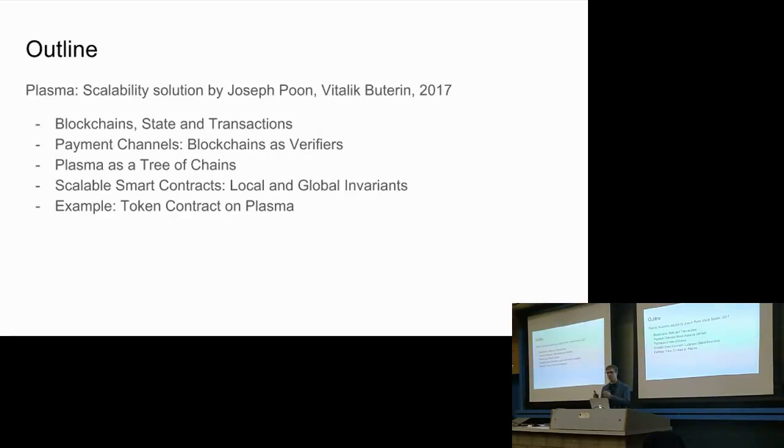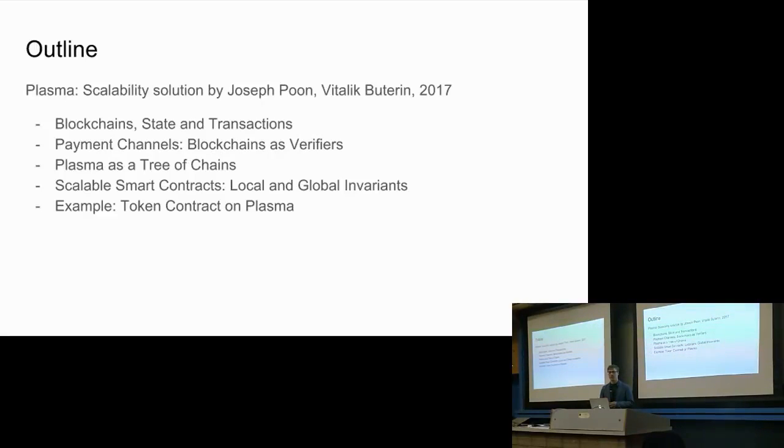And then we will see that payment channels are one way to take some load off a blockchain. And we will see that the blockchains only act as verifiers and not as processing nodes, and this is already a good start. And then we'll see how payment channels can be extended to be child blockchains and how this can be reiterated to create trees of blockchains. And that's what the Plasma system is about.